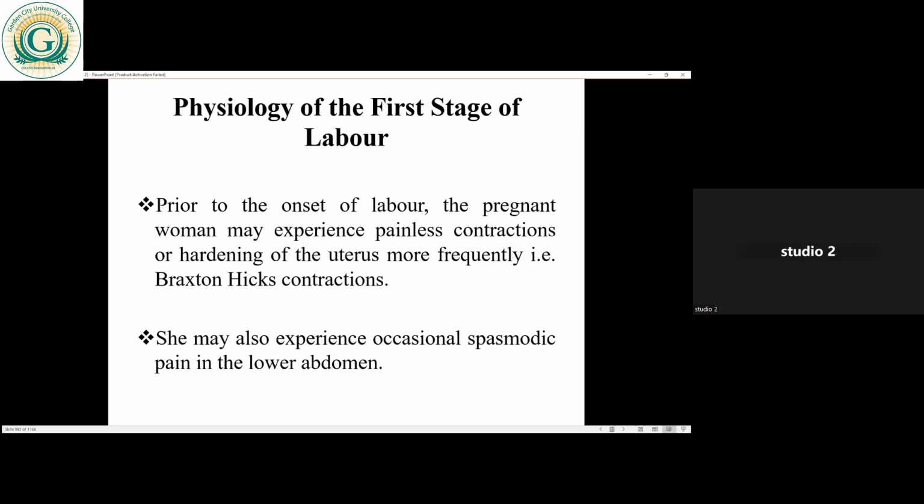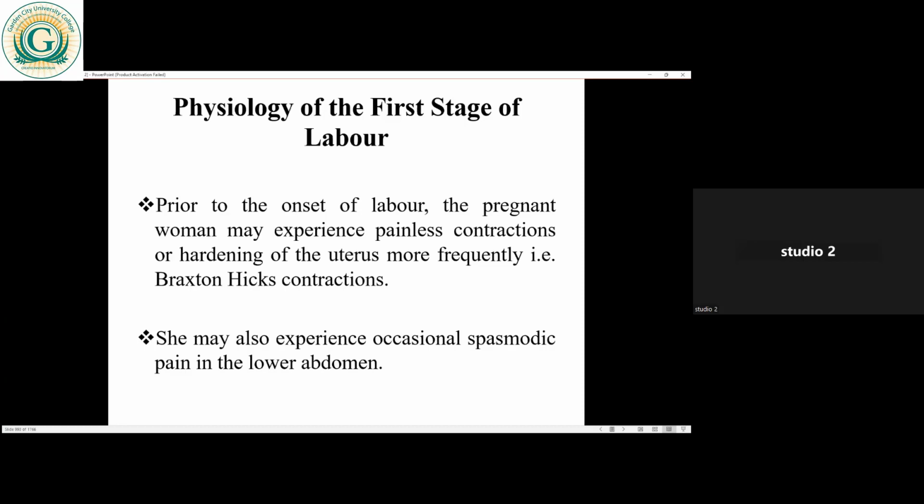So prior to the onset of labor, the pregnant woman may experience some painless contractions. That is the premonitory period. Hardening of the uterus more frequently, so that is Braxton Hicks contractions. Then she may also experience occasional spasmodic pain in the lower abdomen.